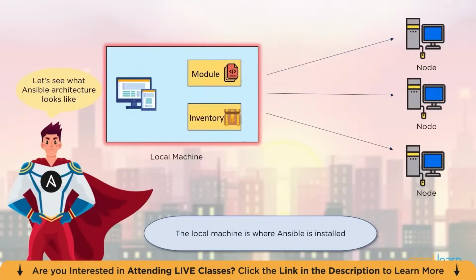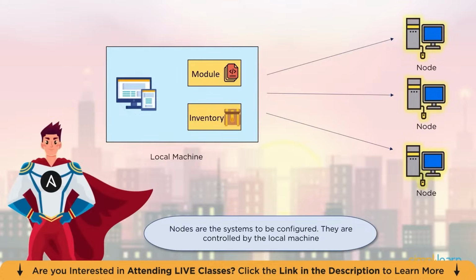Ansible has two main components. You have the local machine and you have your node or the client machine. The local machine is where the system administrator sits. He or she installs Ansible here. And on the other end, you have your node or the client systems. In the case of Ansible, there's no supporting software installed here. These are just the systems that require configuration, and they are completely controlled by the local machine.